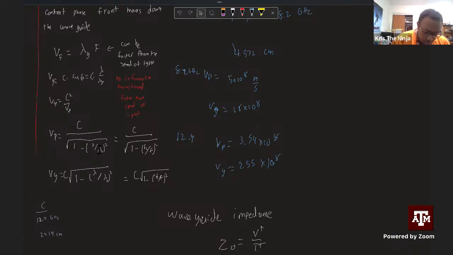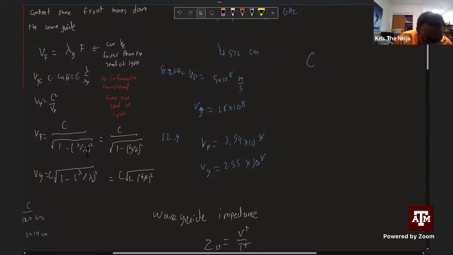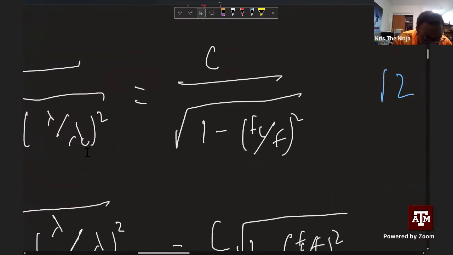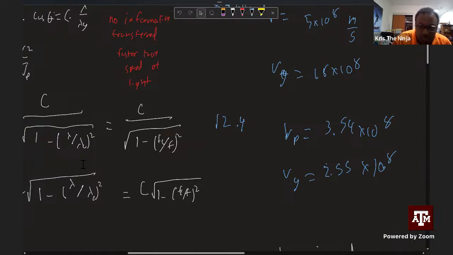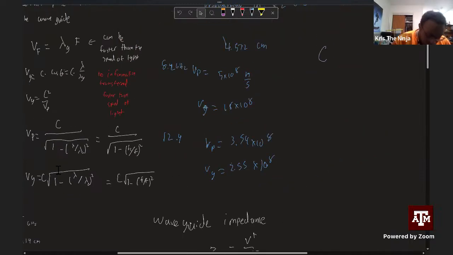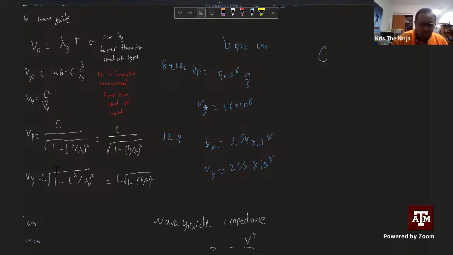So you have c over. Oh, that's really big. Zoom in just a tad bit. You have a c over the square root of one minus lambda. I think that's lambda over lambda c. Yeah, lambda over lambda c, and that's squared.